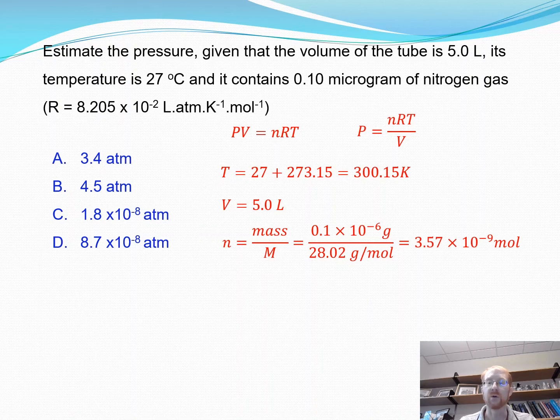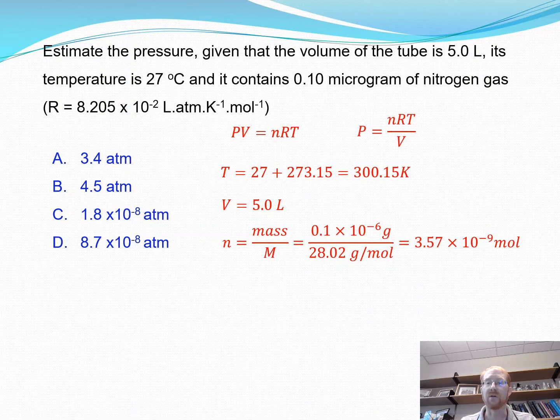That first line in my numerator, I've already done my conversion from micrograms to grams. So I've changed 0.1 micrograms to 0.1 times 10 to the minus 6 grams. And then the formula weight for nitrogen, N2, is 28.02 grams per mole. Nitrogen is one of those diatomic gases, so I just take my formula weight for nitrogen and double that. That's where the 28.02 comes from. And do that division out. I get an N value of 3.57 times 10 to the minus 9 moles.